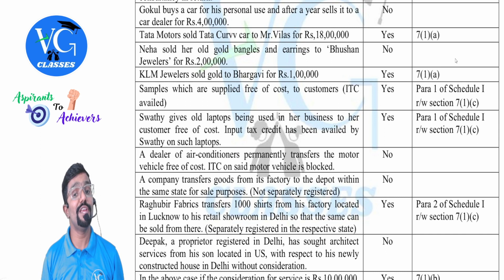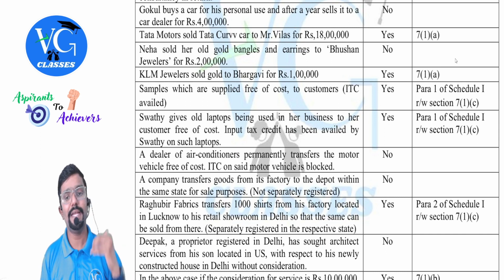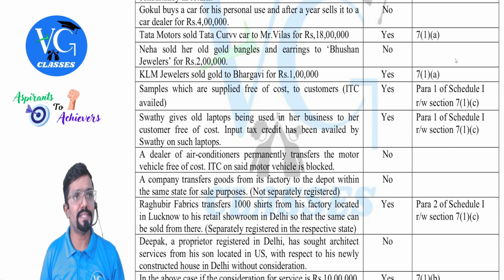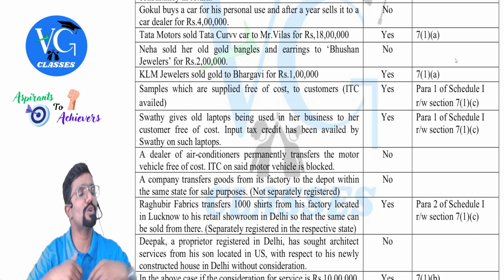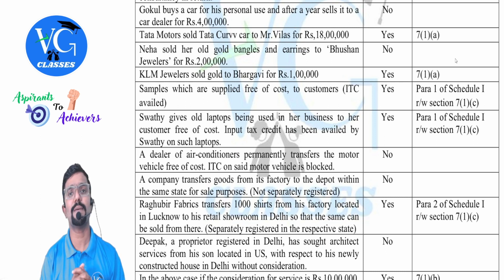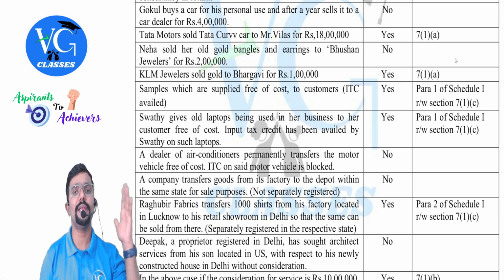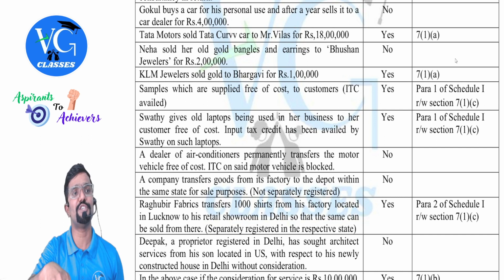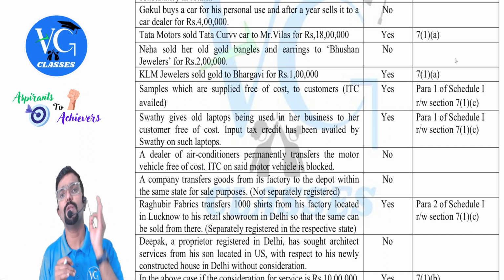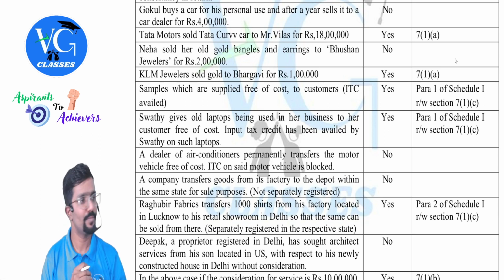Samples which are supplied free of cost to customers, ITC availed. Means I had purchased the goods, on that I have claimed ITC. Now I am giving it free of cost to customers, maybe as samples. So in that case, is it a supply? Yes. Why? Because credit is already claimed. As per which provision? Para 1 of Schedule I, read with section 7(1)(c), guys.